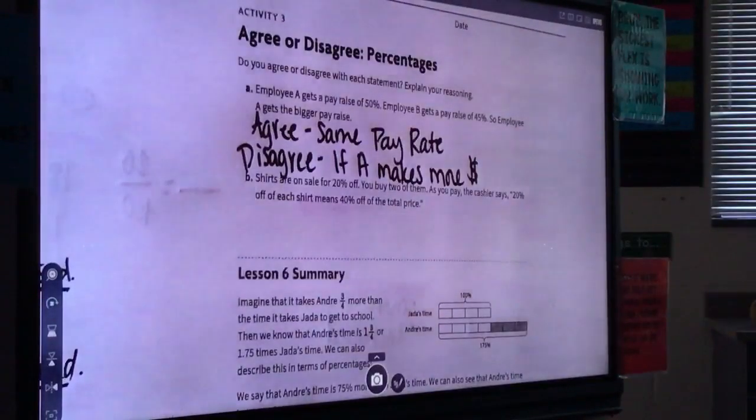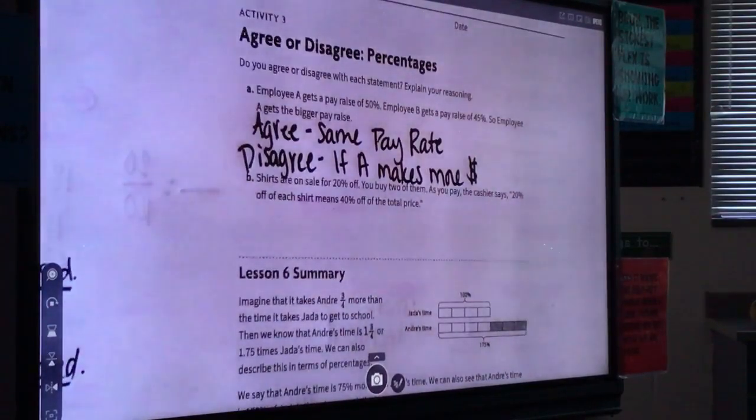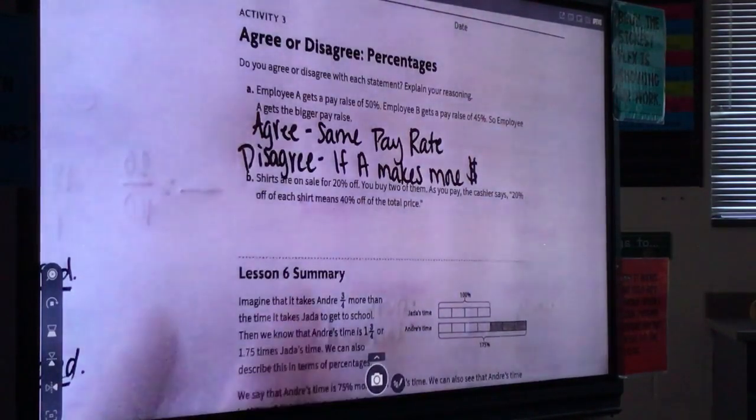All right, B. Shirts are on sale for 20% off. You buy 2 of them. As you pay, the cashier says 20% off of each shirt means 40% off the total price. Stand up if you agree. Okay, have a seat. Stand up if you disagree. Okay, this is a disagree.